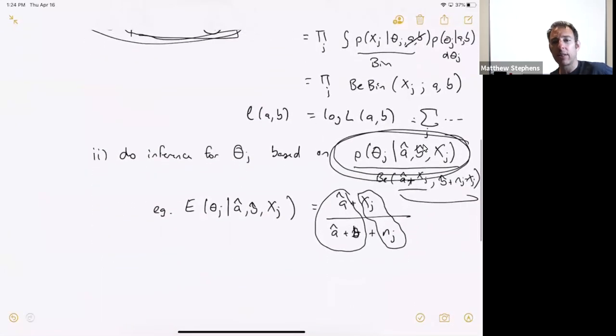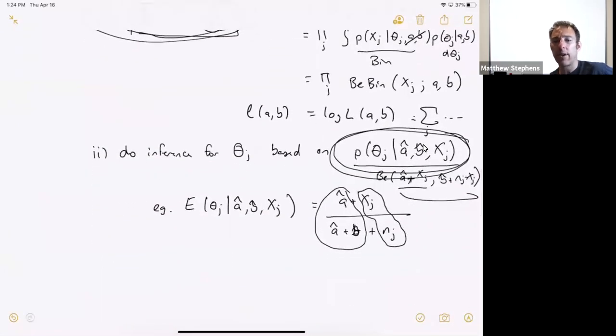Okay, so that's the outline. In the notes, there's a lot more detail about some of the math, but that's an outline of how the empirical Bayes approach would work in this setting, and also some of the potential concerns and answers to those concerns that you might have.